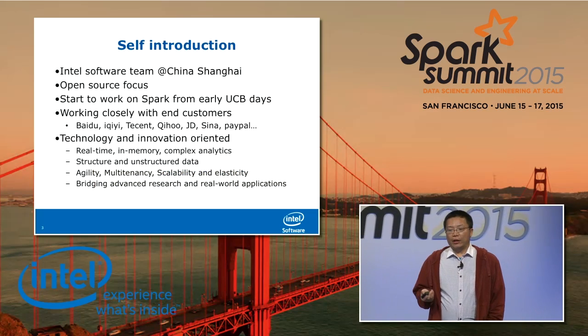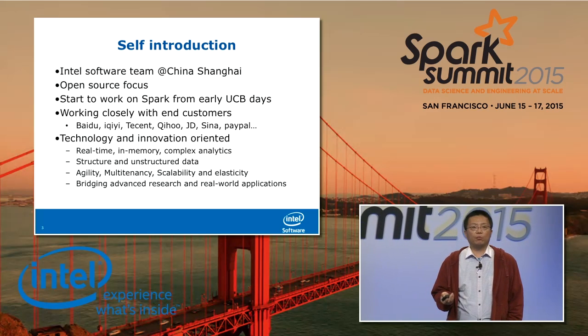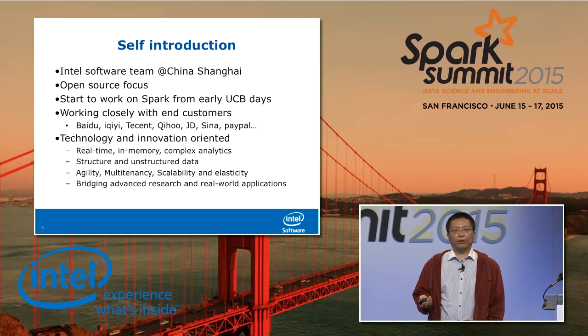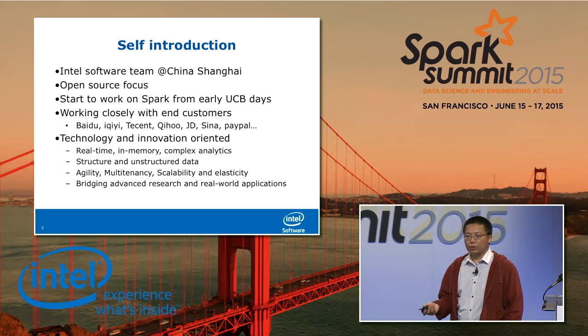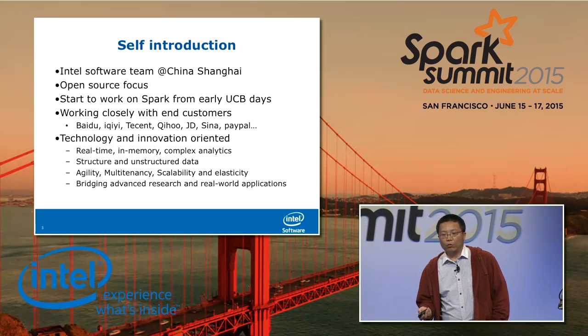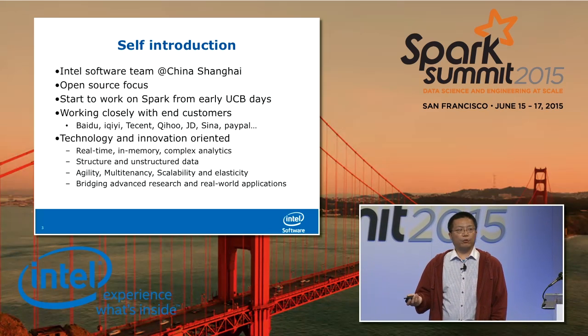So we're actually from China. We're based in Shanghai, and we are an open source team. We have 20 software engineers dedicated to working on these open source projects. They are almost 100% developing Spark and helping Spark become better and better. We started working on Spark pretty early, when it was still a research project at UC Berkeley.